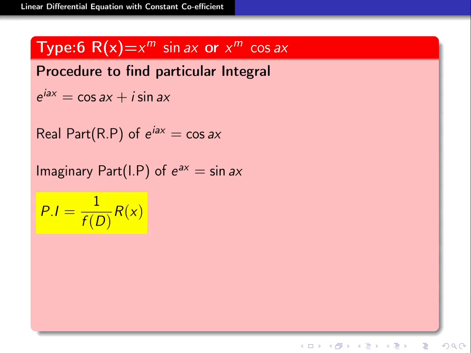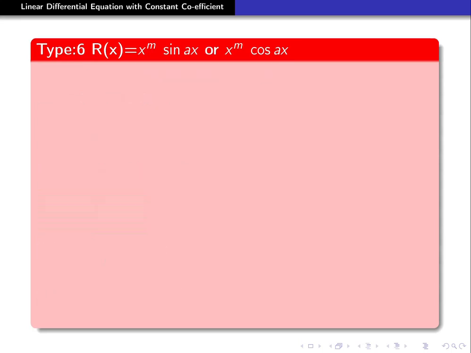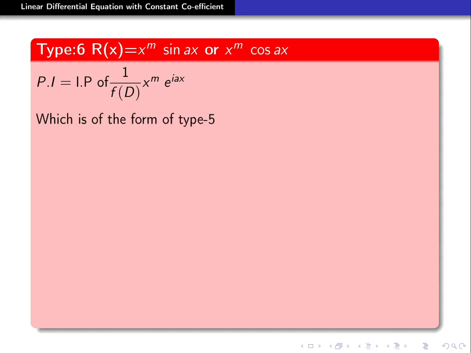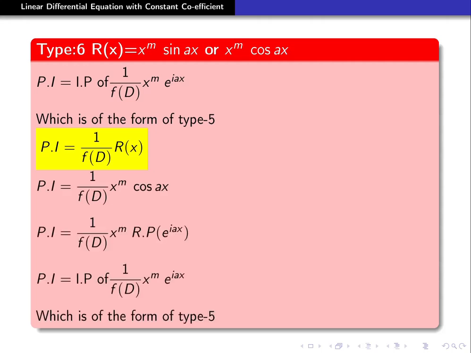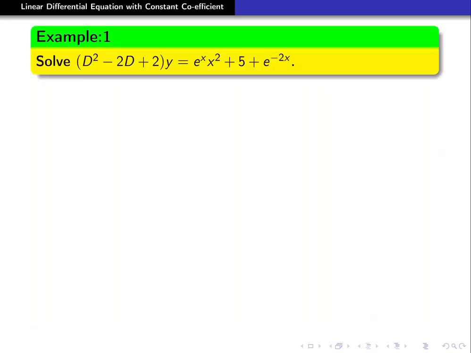So the particular integral is equal to 1 by f of D into R of x, so x power m into sin ax, that is the imaginary part of e power iax. Bring this imaginary part in front. Now after that this is of the form type 5, so solve by the procedure of type 5. Similarly, x power m cos ax means the real part of e power iax. Again this is also in the form of type 5, so we can proceed as type 5.